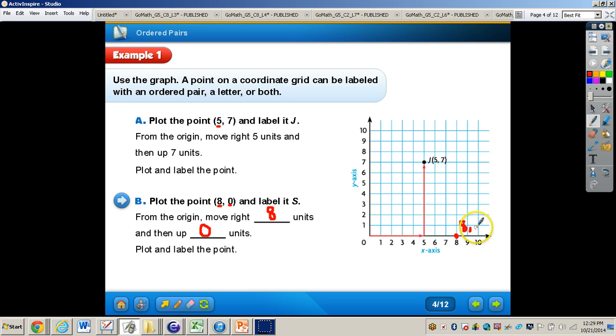8, 0, and then also with the letter S. So once again, starting at the origin, you move to the right however many units are represented with the x-axis, and then you move up however many units you see in the y-axis.